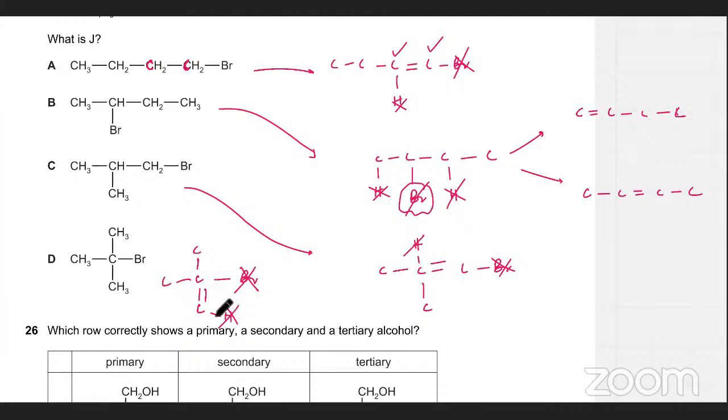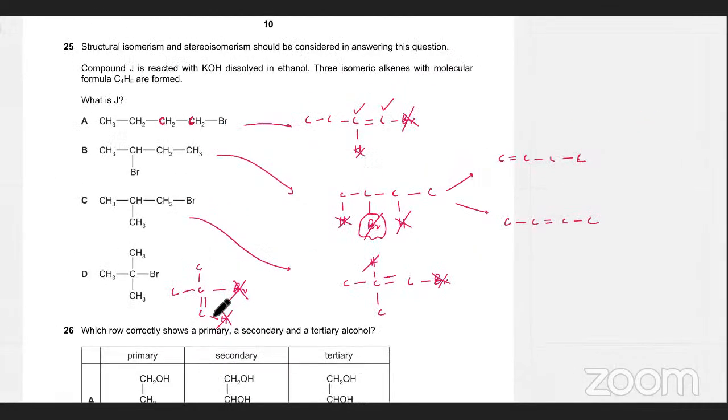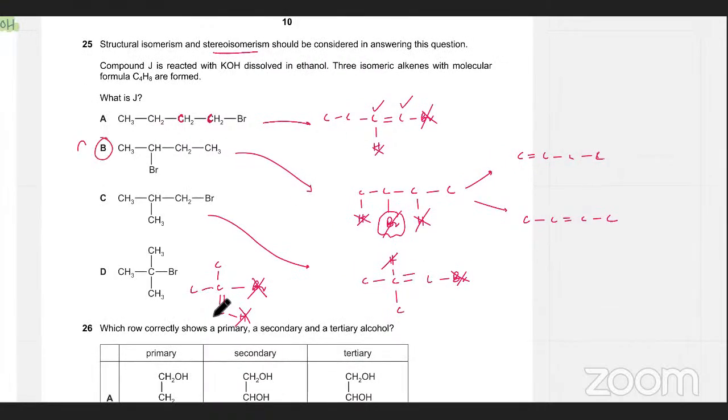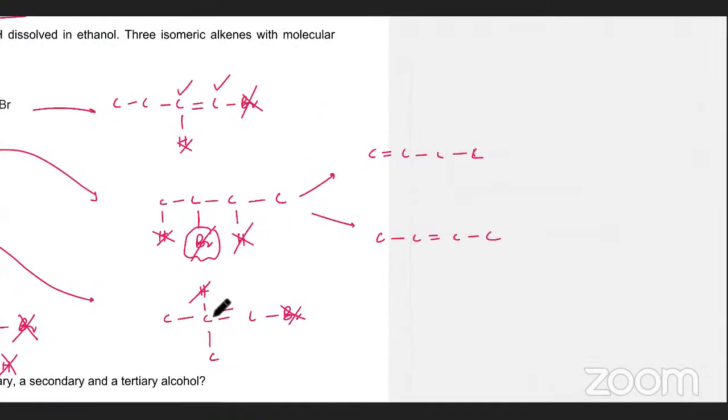So which one would form three versions? And he was very specific. You're supposed to look for stereoisomers as well. Now we're going to go with B, because B clearly forms two structural isomers. I mean, that's fairly obvious. It's forming two structural isomers.